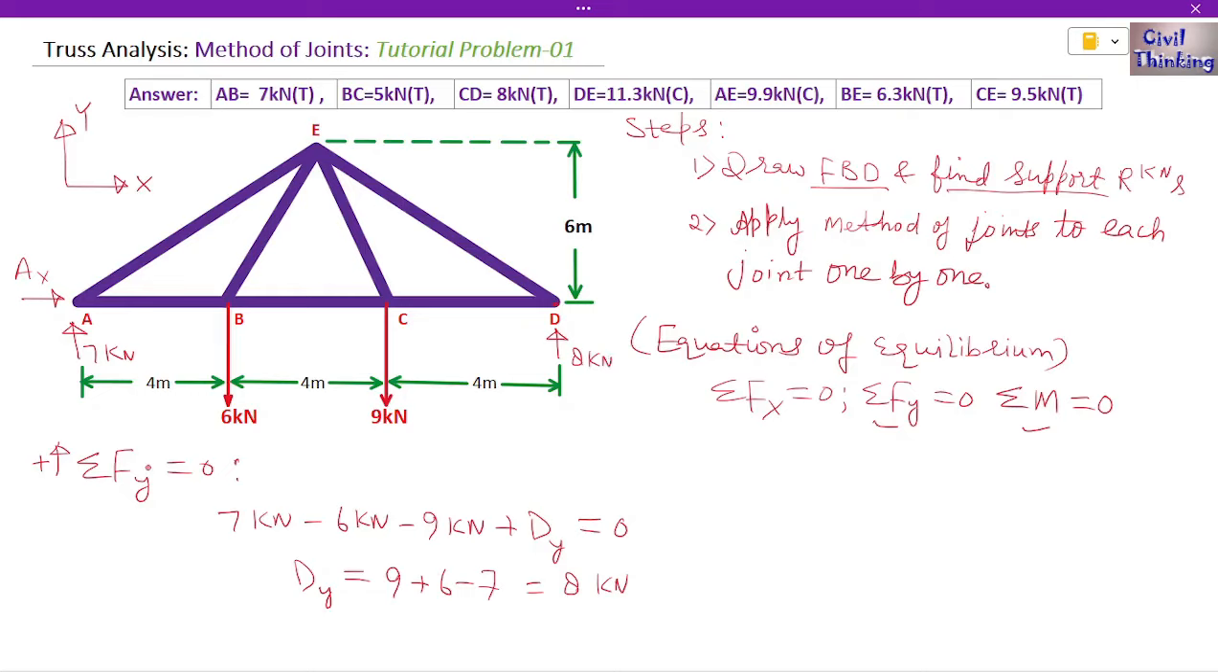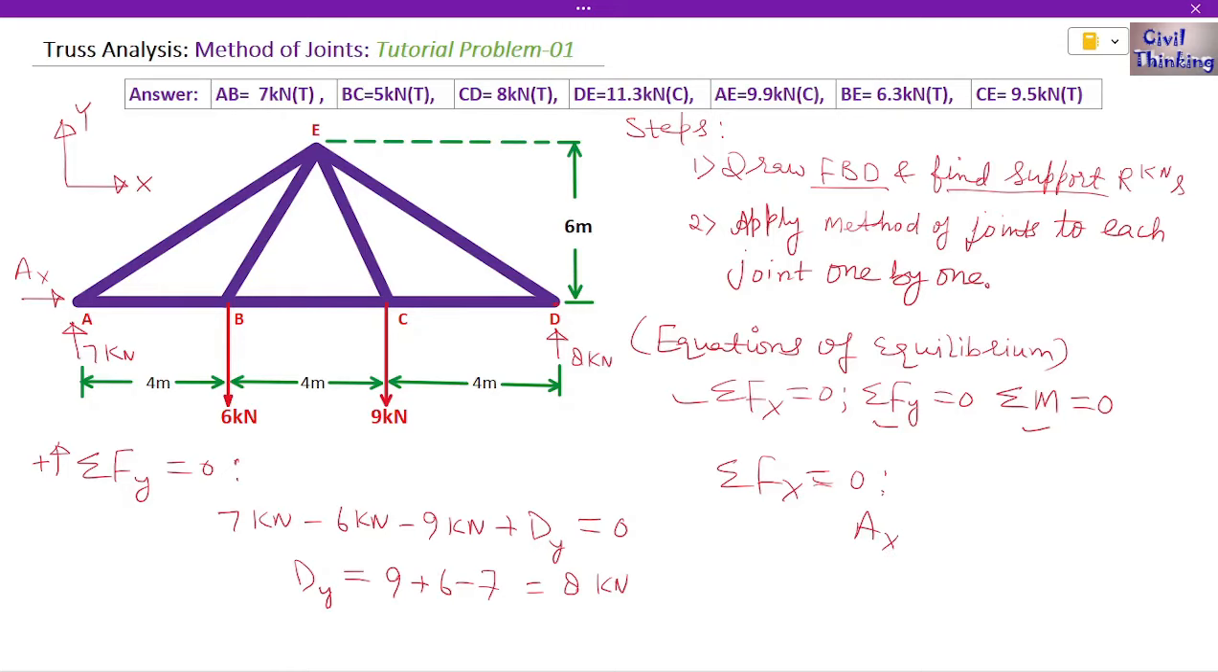Now let me apply this equation, summation of Fx equal to 0. It means the sum of all the forces in the x, the horizontal direction. We have to sum up all the forces in the horizontal direction and equate it to what? Equate it to 0. Now let us see how many forces we have in the horizontal direction. I can see only Ax is the only force in the horizontal direction, so we get here Ax.